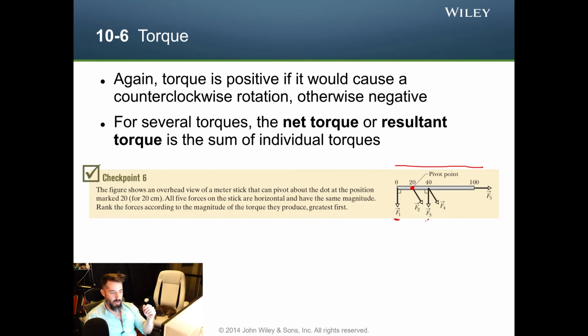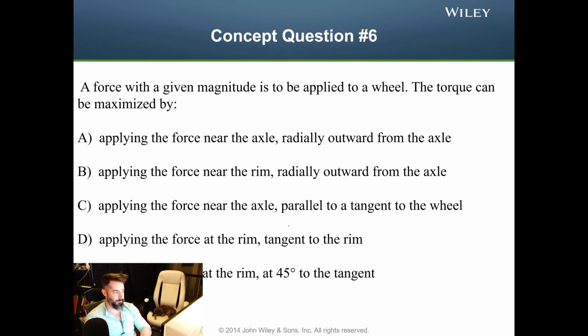So F1 and F3 are identical, and they are the max. F4 is also moving, but F2 and F5 are both 0, so they're also identical. So you get 1 and 3, as we stated, and then F4 is a little bit off, and then F2 and F5 shouldn't be doing anything to this at all.